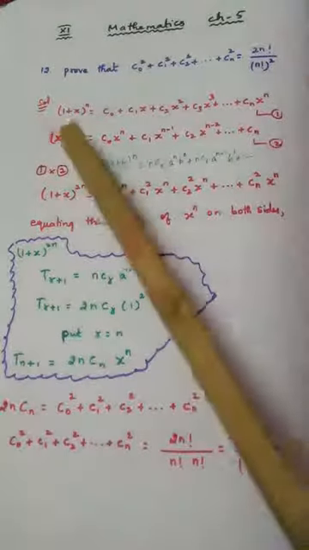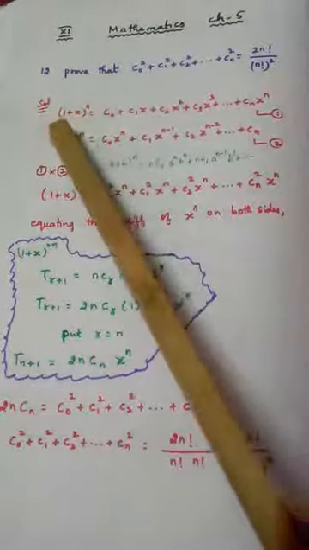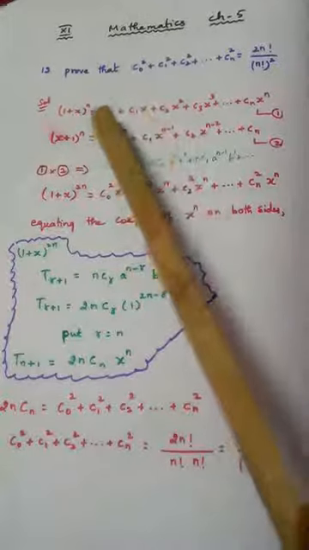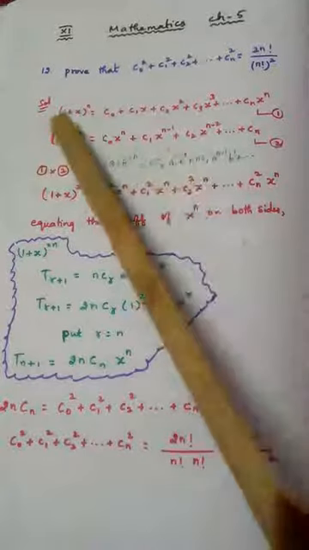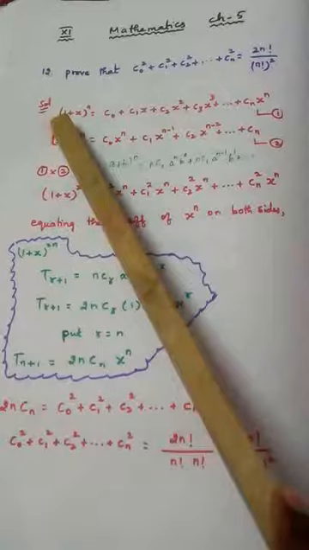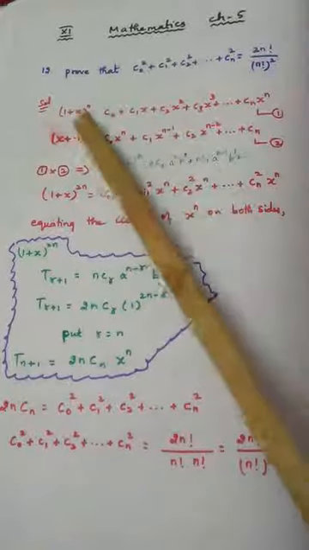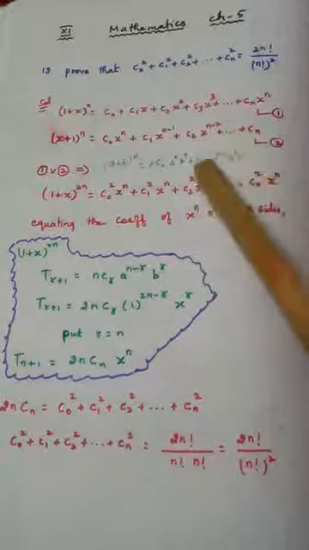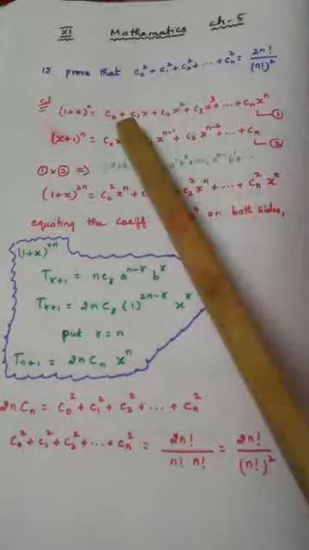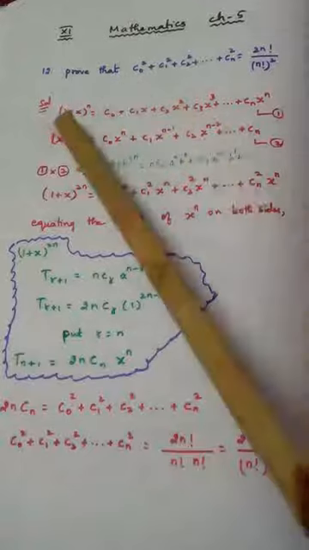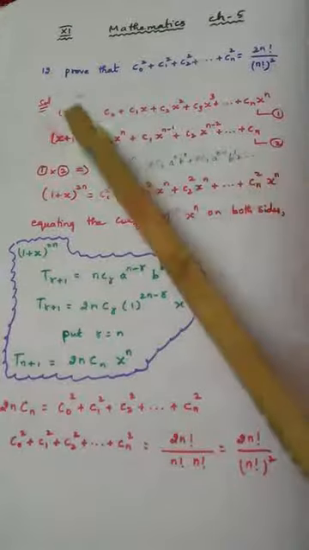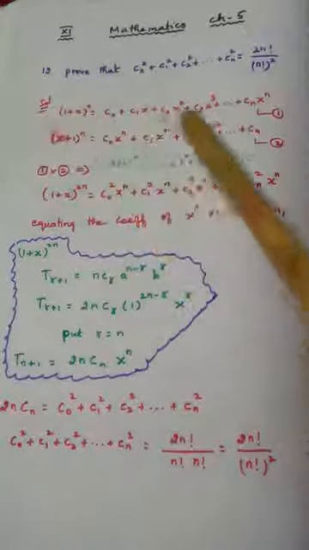Now if you apply this here, what is a? 1. What is b? x. So apply the formula: nc0 a power n, a power n means 1 power n, 1 power n is 1. b power 0, x power 0, that is also 1. So only nc0 will come. If you apply the second one, nc1, that is c1, a power n minus 1, 1 power n minus 1 means 1, so it will not come. b power 1, x power 1, x. So like that we have written everything.